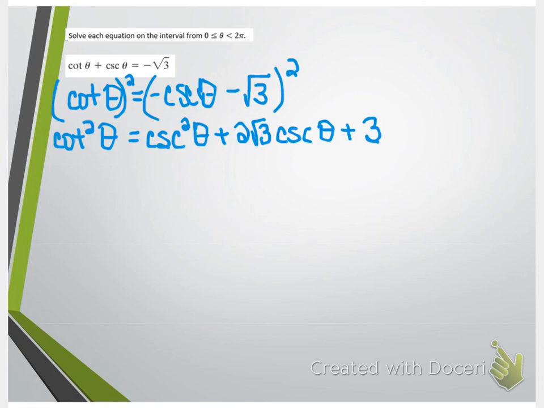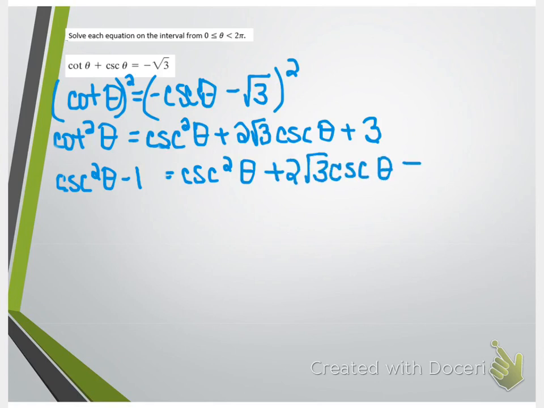Okay, so my whole point of that is, can I get it in terms of one function? I've got cosecant squared and cosecant on the right. I've got cotangent squared on the left. Can I replace that? Remember your Pythagorean identity? Cotangent squared is equal to cosecant squared minus 1. And it's equal to cosecant squared theta plus 2 root 3 cosecant theta plus 3.